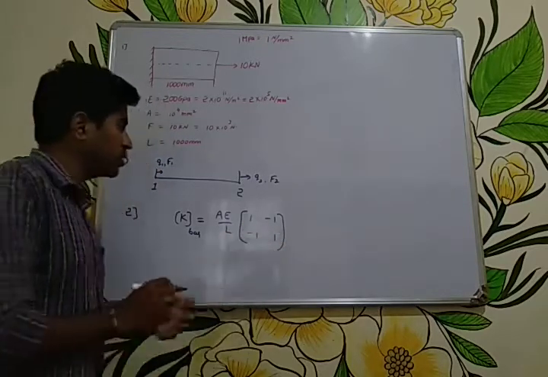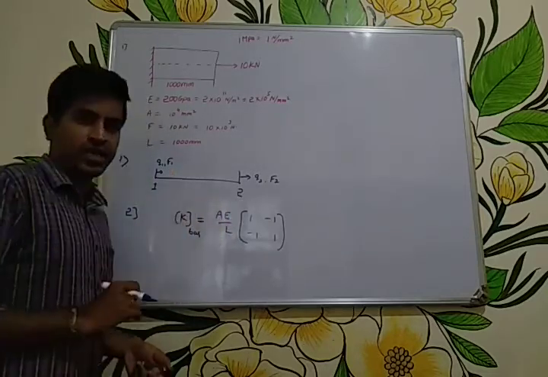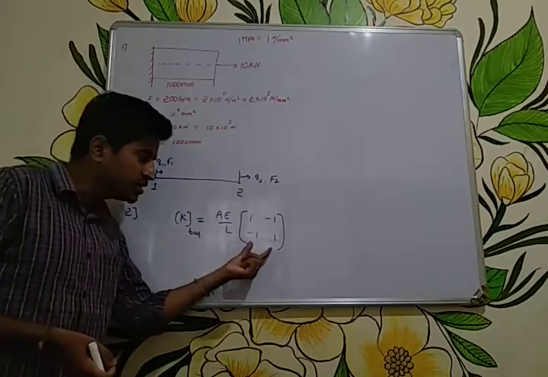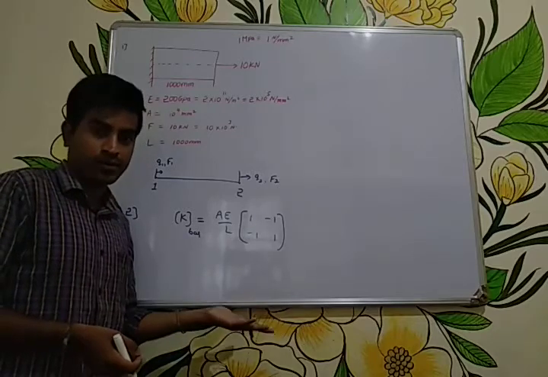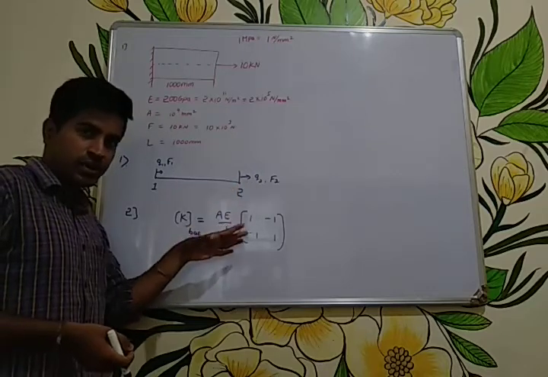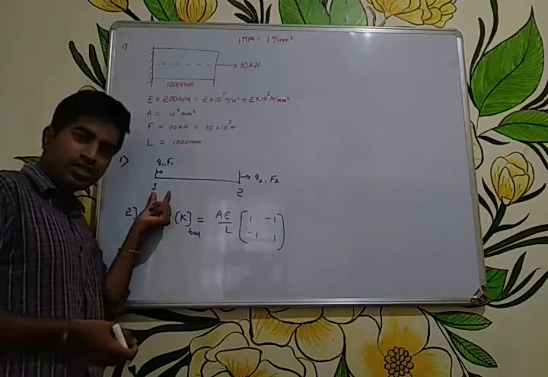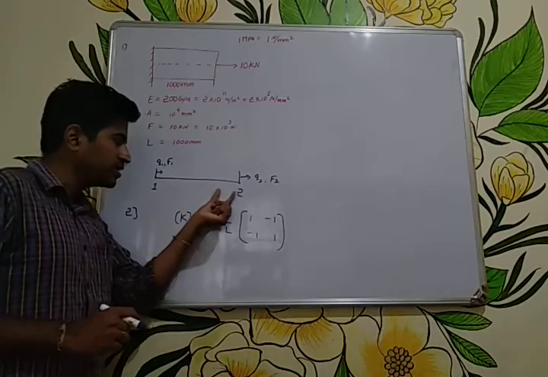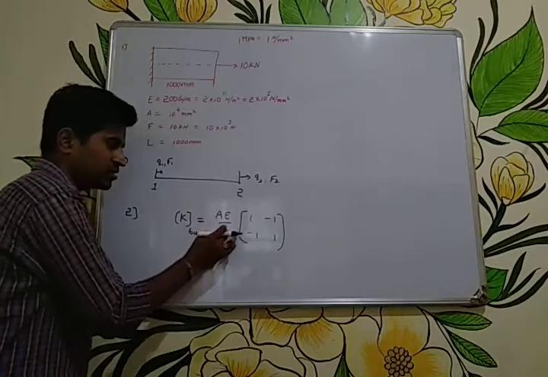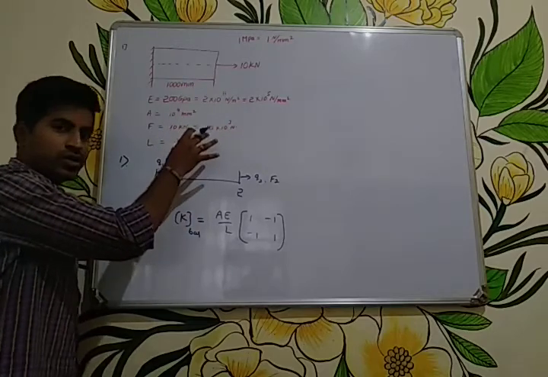Why 2 by 2? Because we have considered two nodes and each node has a single degree of freedom. If both had 2 degrees of freedom, this stiffness matrix would have been 4 by 4, because 2 here and 2 here. But as this is a 1D bar element, there is 1 degree of freedom at each node, hence it is a 2 by 2 stiffness matrix. Now in this formula, let us substitute these values. These are the given data which I have already noted down.